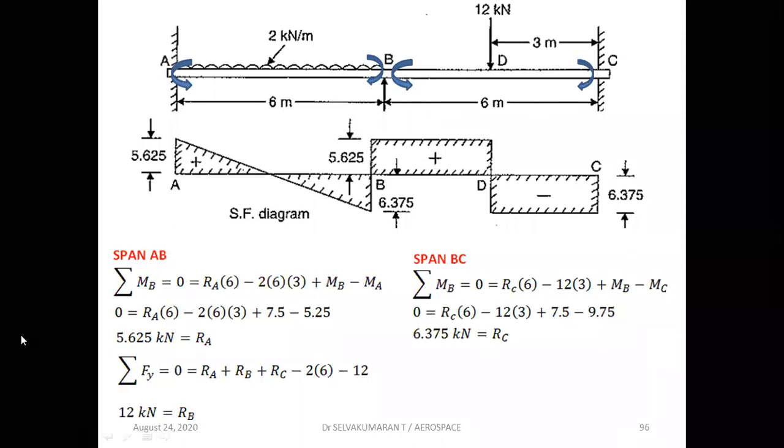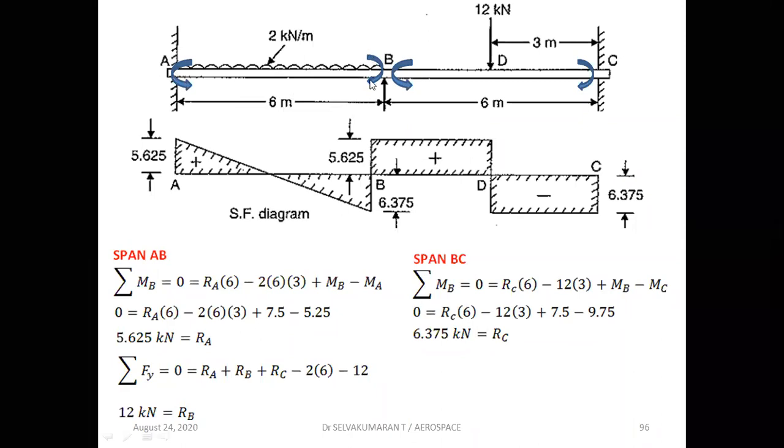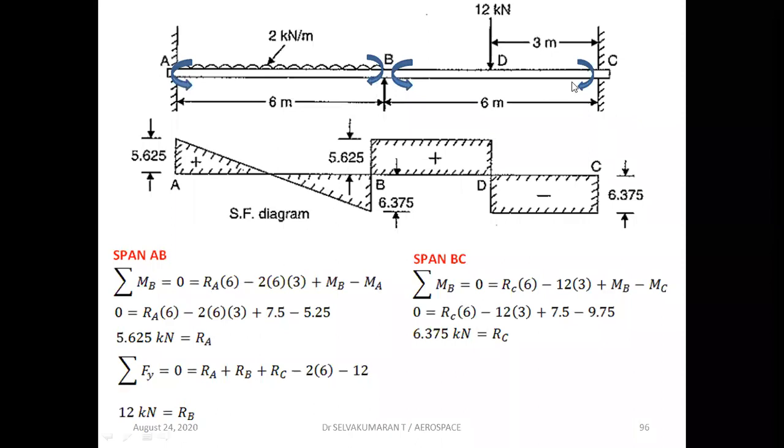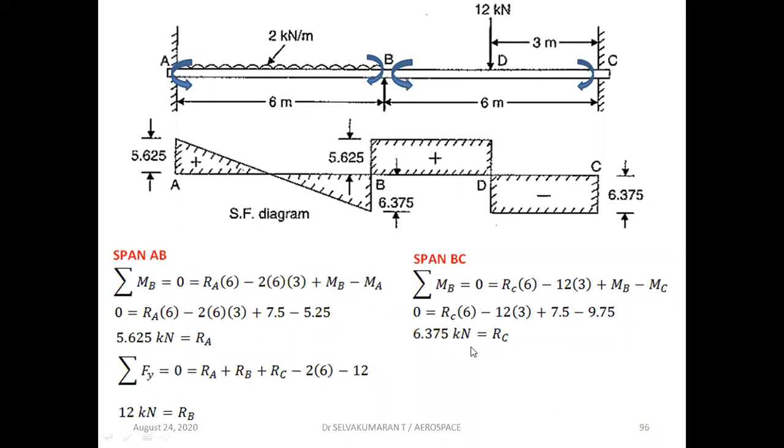Now we write down the bending moment equation. For AB, B as a reference point, consider all the forces and moments to the left side of support B. RA into 6 minus 2 into 6 into 3 plus MB clockwise minus MA anti-clockwise. Find out the RA. Then BC, right side anti-clockwise positive, clockwise negative. So RC into 6, 12 into 3 negative clockwise, then MC minus MB plus. So find out RC 6.375 kilonewton.